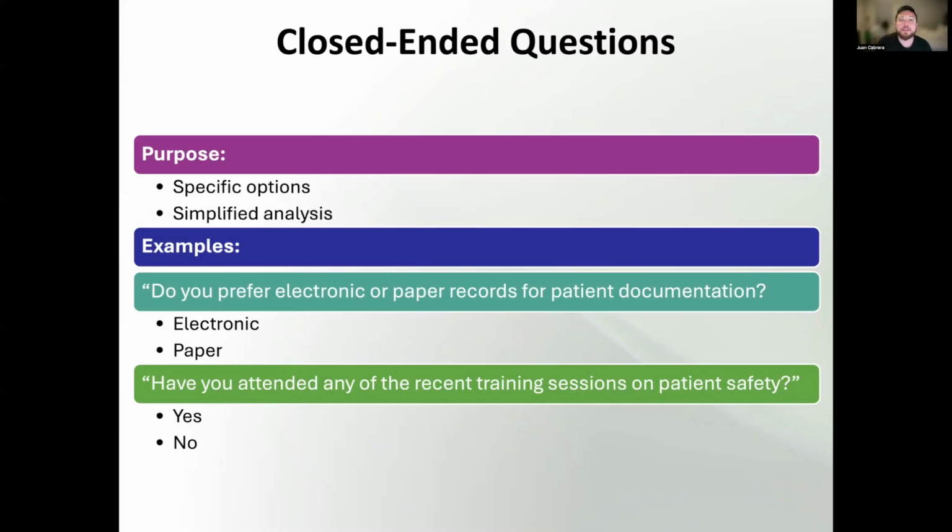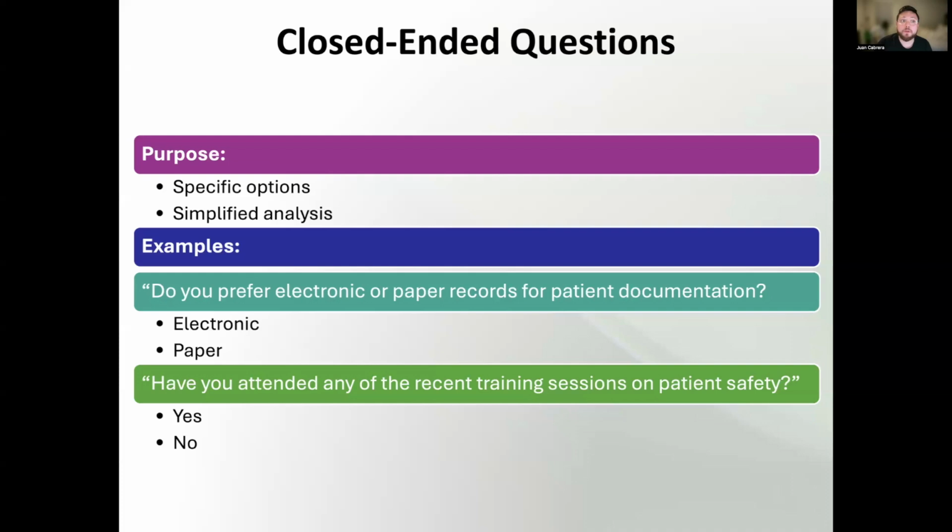And lastly, let's look at closed-ended questions. These questions provide respondents with specific options to choose from, making them easy to answer and analyze. Closed-ended questions are excellent for getting clear, straightforward answers that can be quickly summarized. For example, the question, do you prefer electronic or paper records for patient documentation? The response options could be electronic or paper. There's no ambiguity there. This ensures that respondents can select their preference easily and that the responses are straightforward to analyze. Ultimately, this makes the data collection process more efficient.